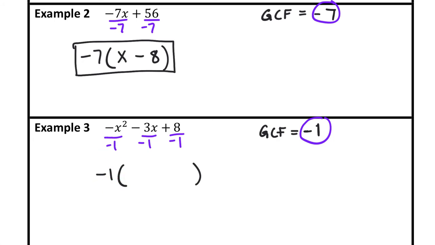So negative divided by negative is positive x squared. Negative divided by negative is a positive 3x. And positive divided by negative is a negative 8.